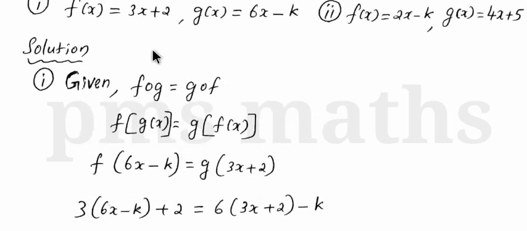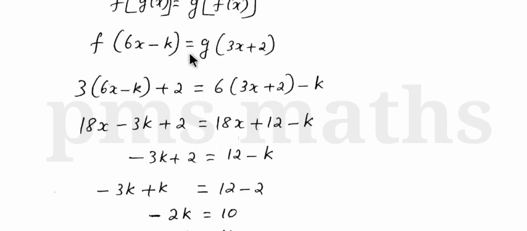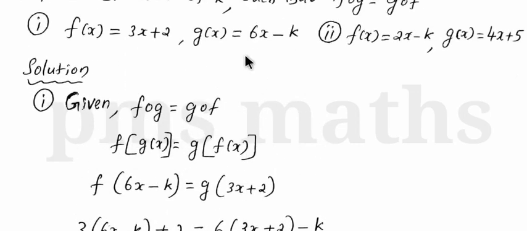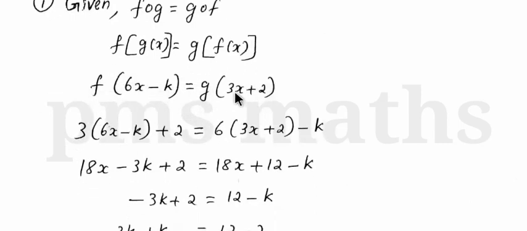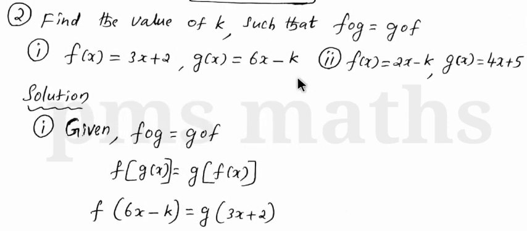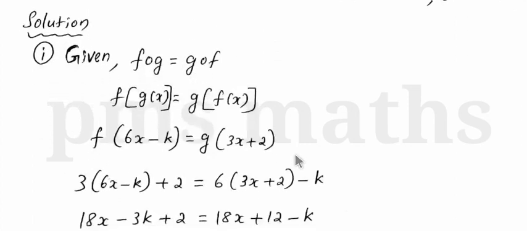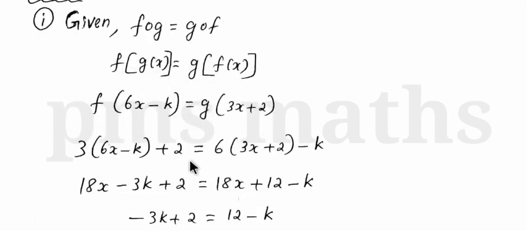This is equal to g of 3x plus 2. g of 3x plus 2 means in g of x, substitute x is equal to 3x plus 2. Therefore, 6 into 3x plus 2. Put a bracket for them here since they are 2 terms. Put a bracket, then write this minus k. Then simplify.